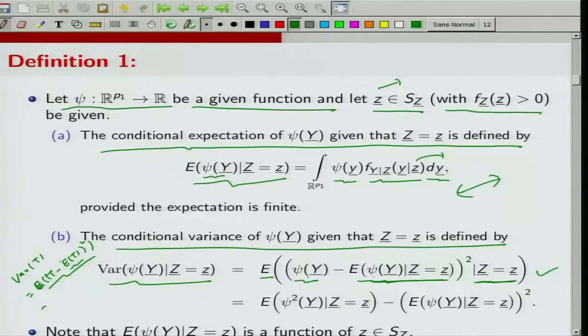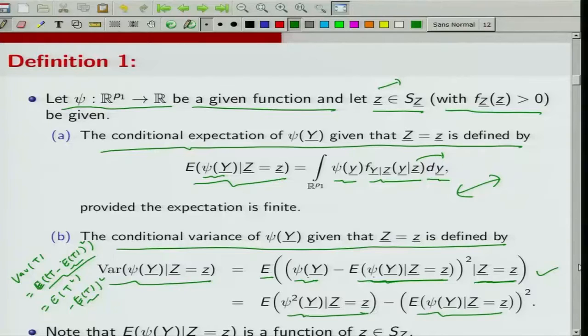And I know that variance is nothing but the expected value of t squared minus the square of the expected value of t. So, this would be the same as the expected value of psi squared of Y, the only thing is I have to take it with respect to the conditional distribution of Y given Z equals z, minus the square of the expected value of t. The expected value of t again has to be with respect to the conditional distribution of Y given Z equals z. So, it is the expected value of psi(Y) given Z equals z, whole squared.